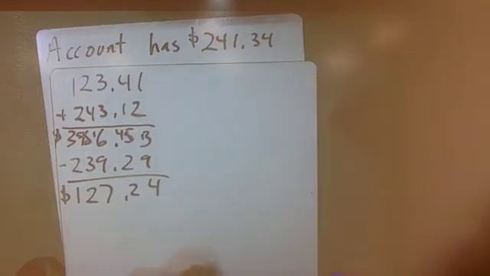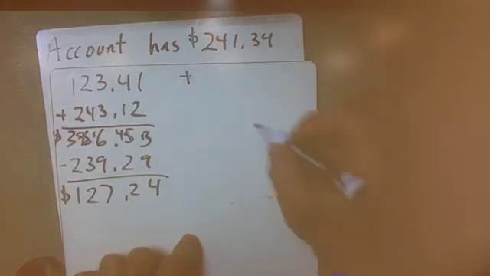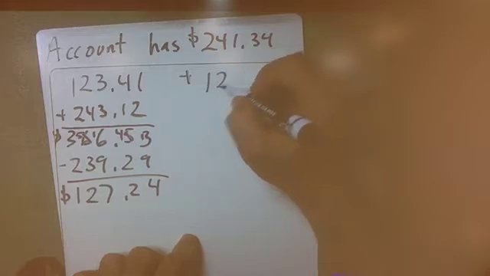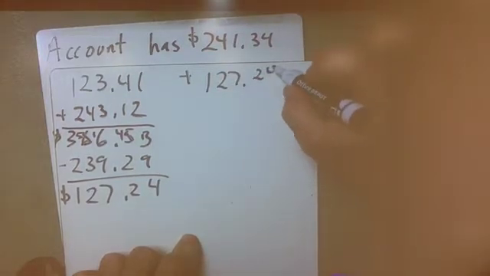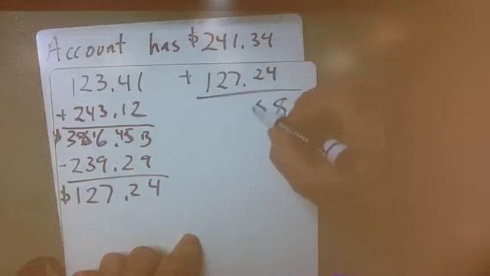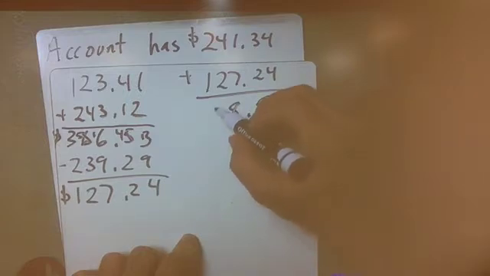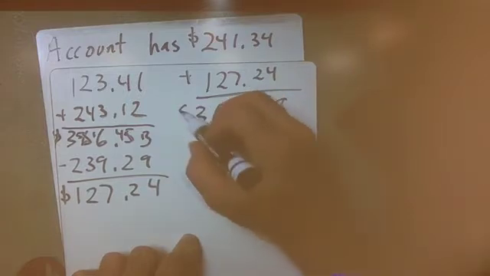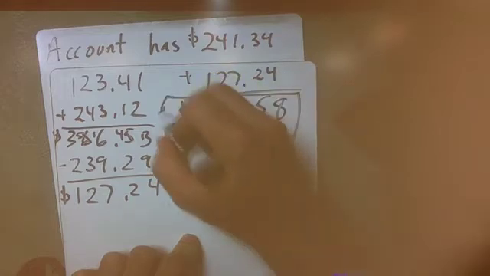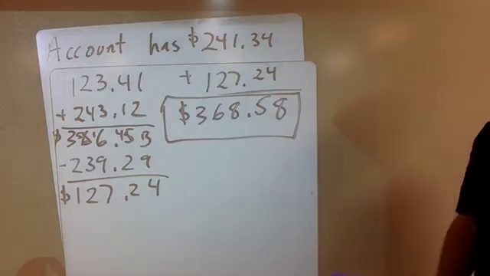So at the end of the day, I increased my 241.34 by 127.24. So that's 85863. That's how much I have in the bank after all of my deposits and withdrawals.